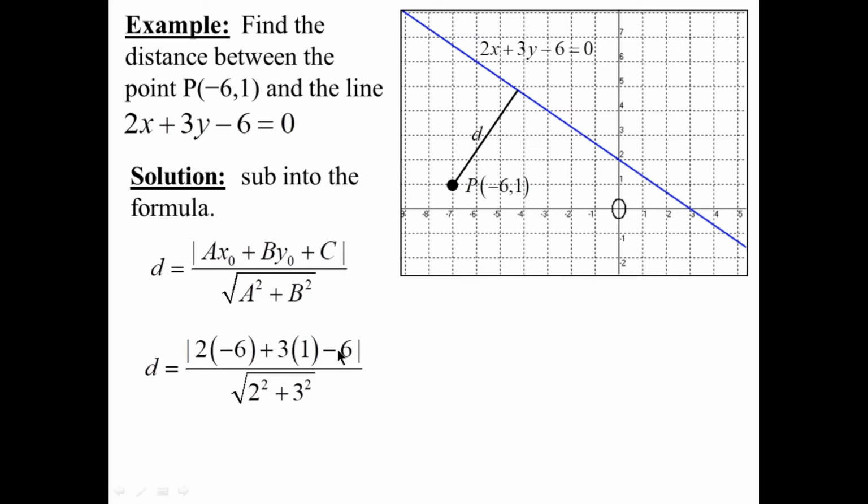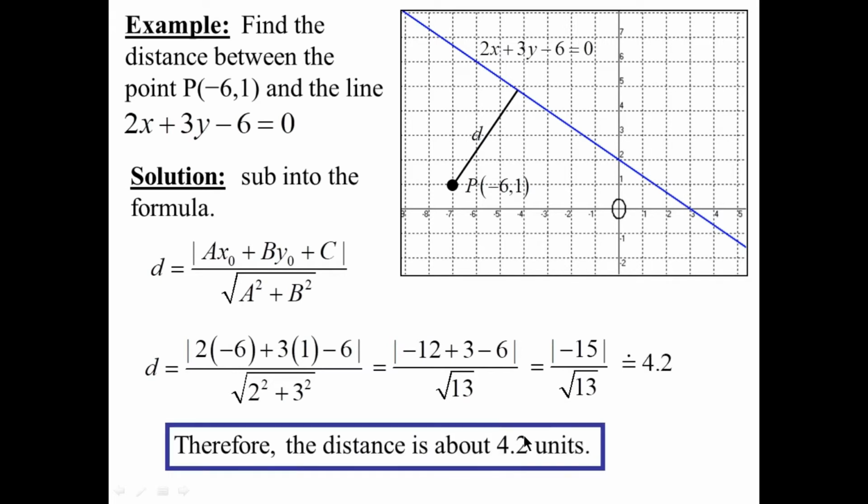And c here is minus 6, and this is the square root of a squared plus b squared, which is 2 squared plus 3 squared. And it's pretty straightforward. We notice the numerator is the absolute value of a number. And so that would be positive 15 over root 13, which is about 4.2.